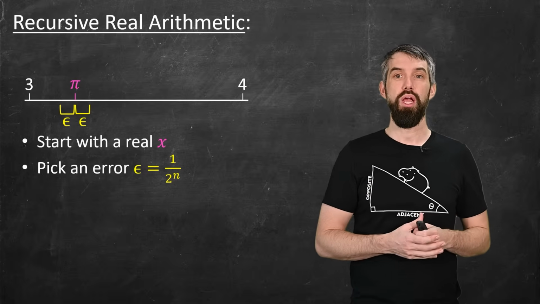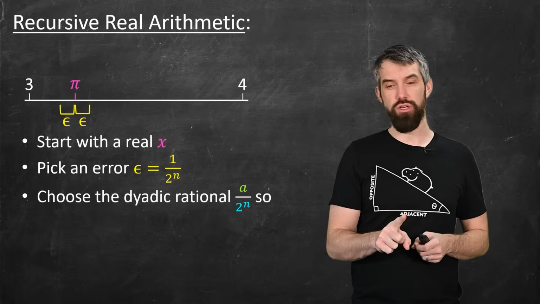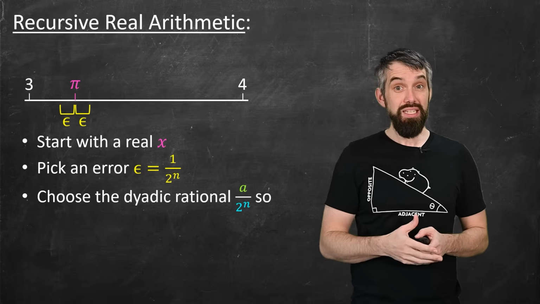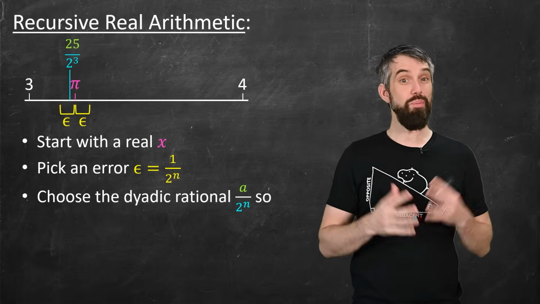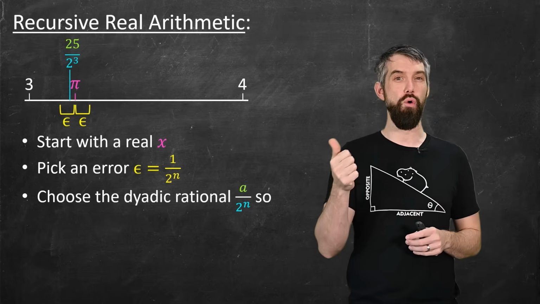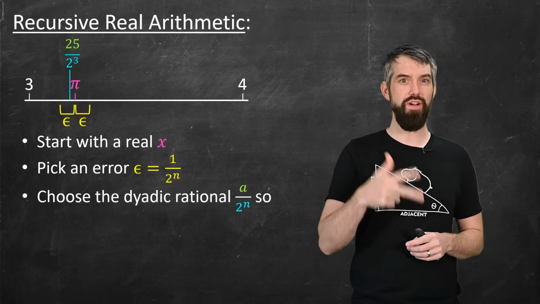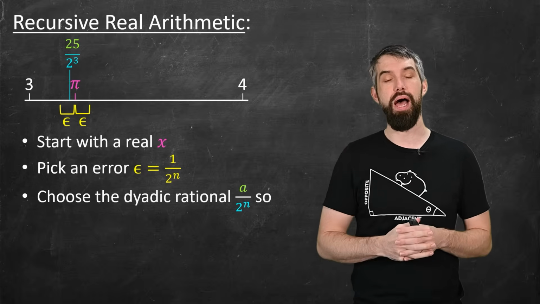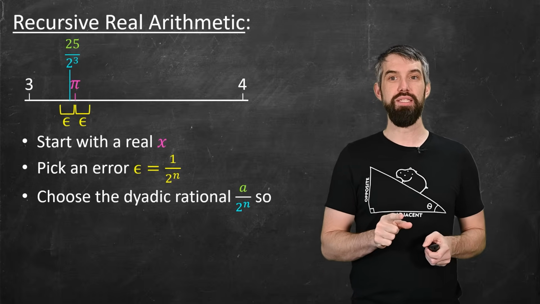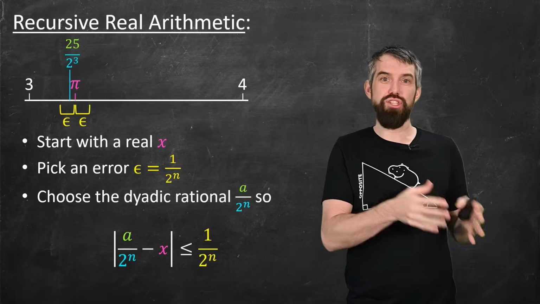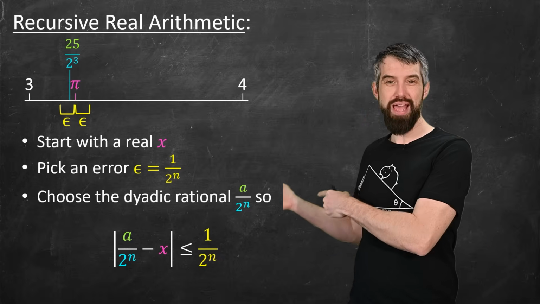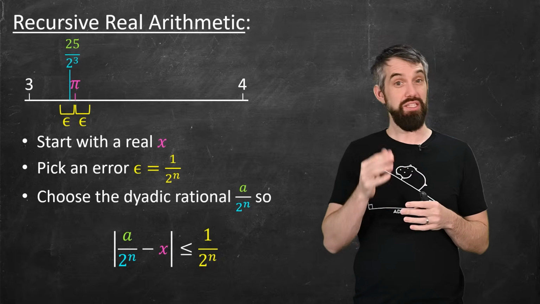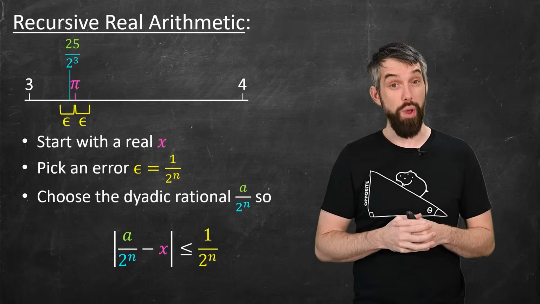So that's what we're going to do. We're going to choose the dyadic rational, so something of the form a/2 to the n, that's going to be inside my error bounds. An example of that is something like 25/2 cubed. 25/8 is 3.125, pretty close to pi. And our restriction here is that the distance between the dyadic rational and x, so I use my absolute value here, the distance between the dyadic rational and x is less than my uncertainty of 1/2 to the n.